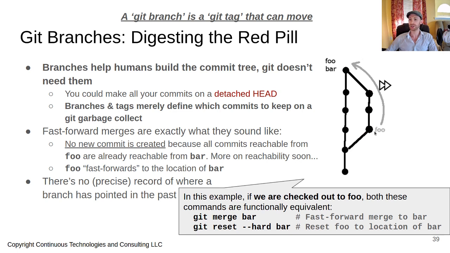There's no need to create a new merge commit because there's no divergence in history between foo and bar. In other words, foo fast forwards to the location of bar in this example.